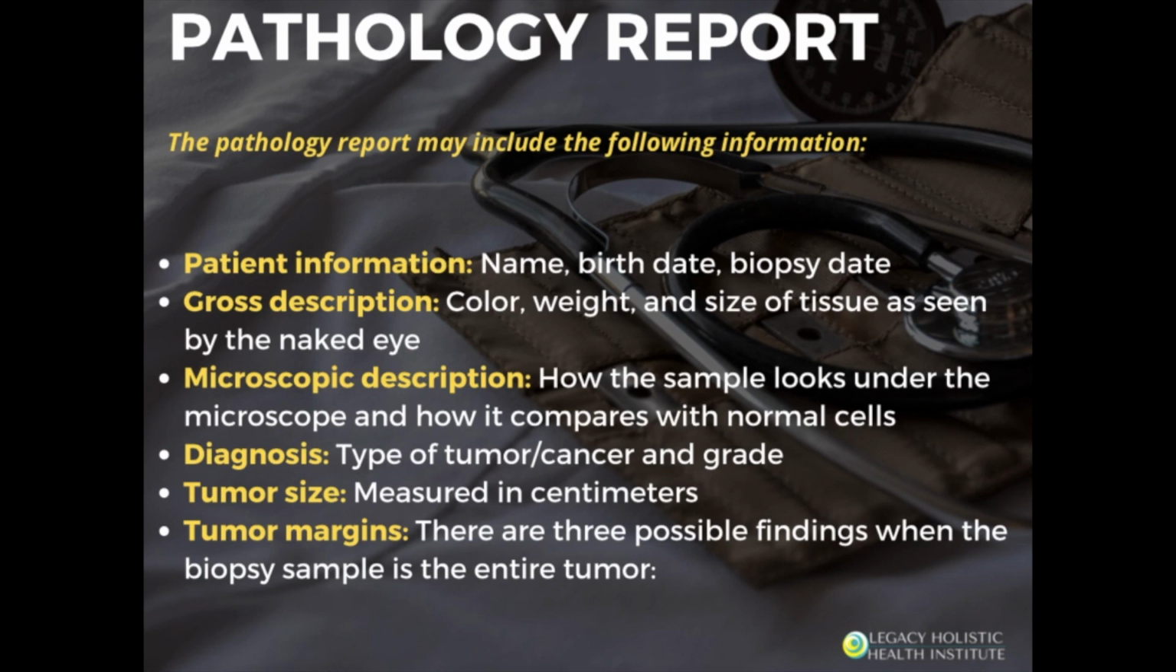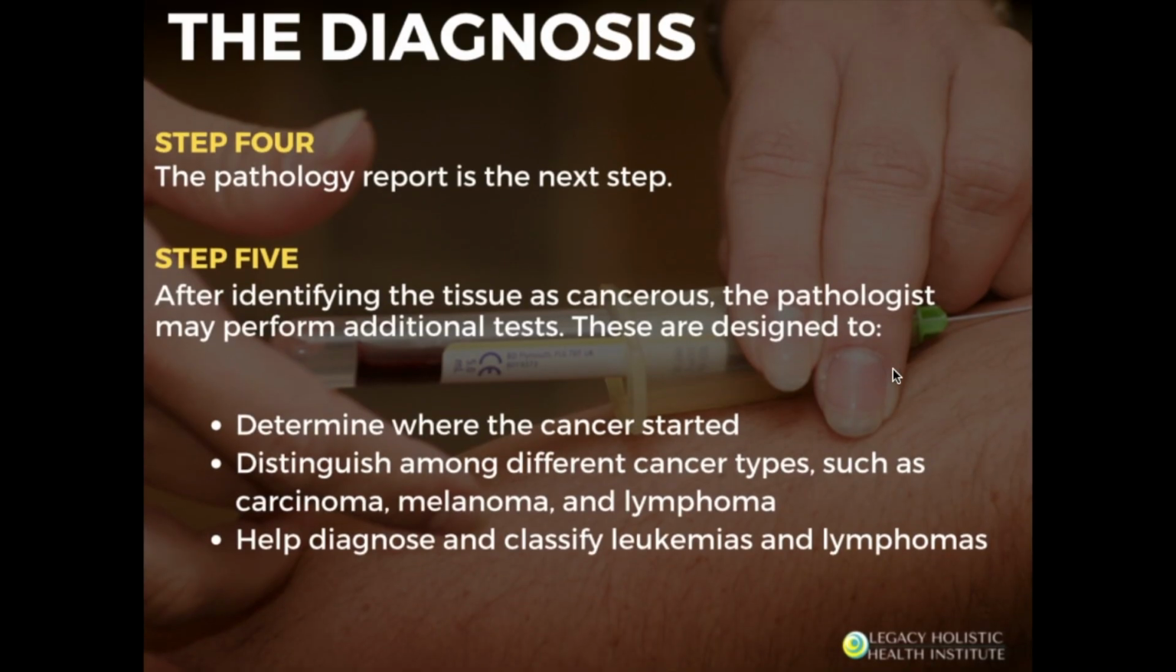Other information usually notes samples that have been sent for other tests or second opinions. And then the pathologist's signature and the name and address of the laboratory are also in the pathology report.